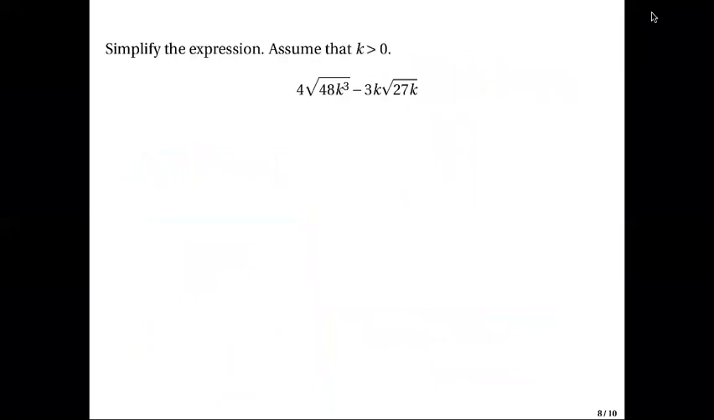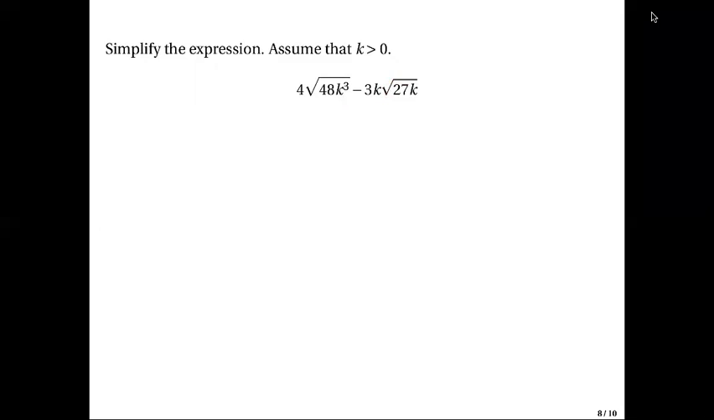Next, simplify the expression. Assume that k is greater than 0. Okay? We assume k greater than 0. So we need this assumption because we have 27k inside a radical. If k here is negative, then you will have the square root of a negative number. So we cannot have that.